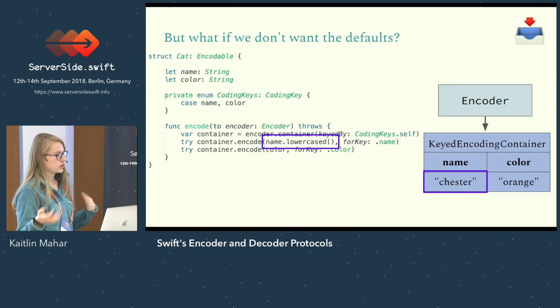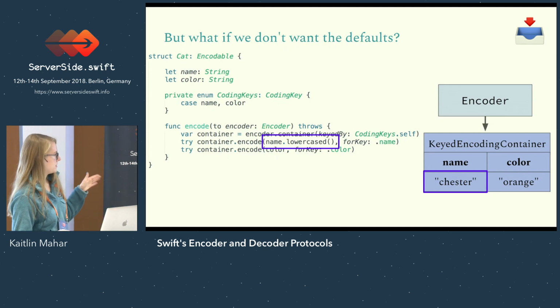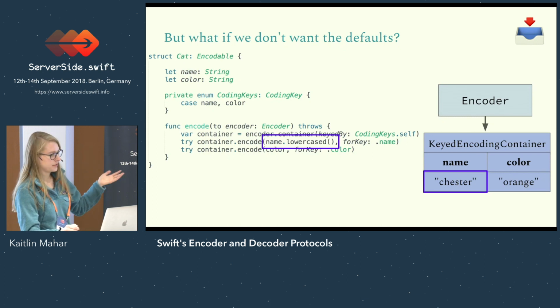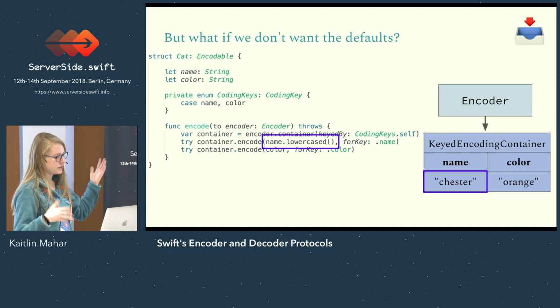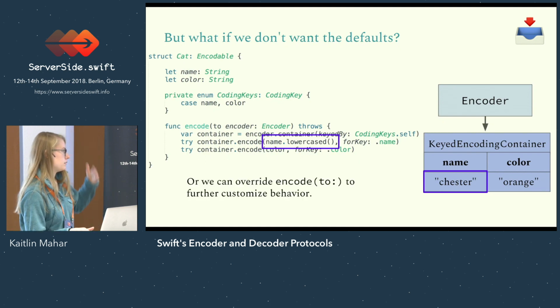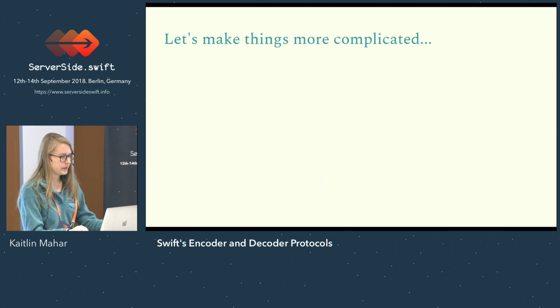And then, of course, you can actually customize the encode method itself. So say I want to lowercase the cat name before I send it. In that case, I could write the encode method and modify the name when I write it to the container. And I could do all kinds of complex things in here, but here's a simple example of how you might do that. I could even be creating nested containers and putting more things in them if I wanted to.